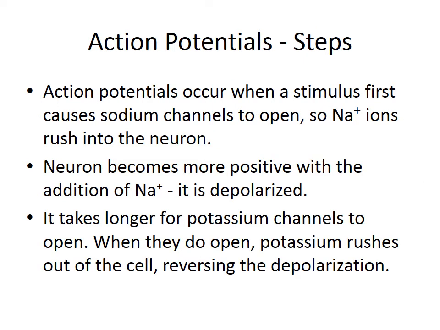Okay, so now we're going to go through the steps of the action potential. Action potentials occur when a stimulus first causes sodium channels to open. So sodium ions are rushing into the neuron, and we know this because there's a lot of sodium outside the neuron. Therefore, the inside of it becomes more positive with the addition of sodium ions, and so then it's depolarized. It was already pretty negative, and now it's going to have all this positive stuff in, so it's going to get depolarized.